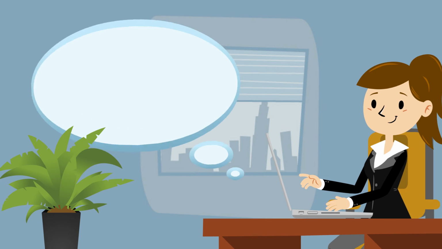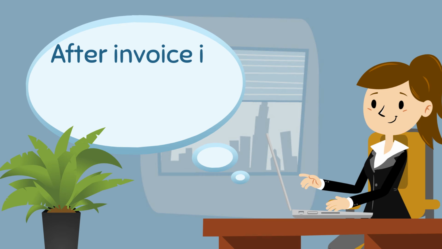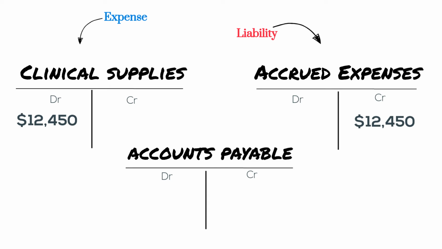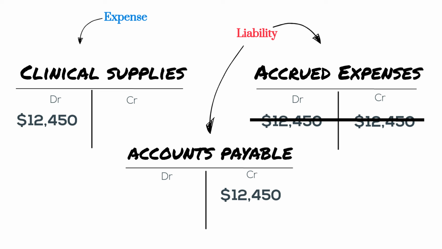Once the invoice is approved and processed, the journal adjustment will be debit accrued expenses of $12,450. This reverses the original entry, and to balance it off, credit entry of $12,450 into accounts payable.